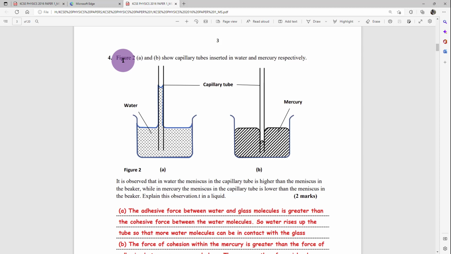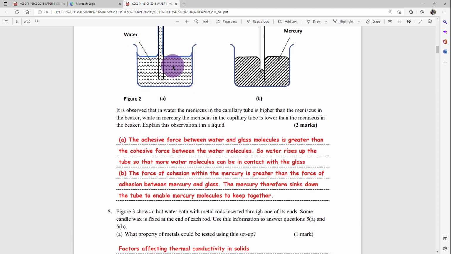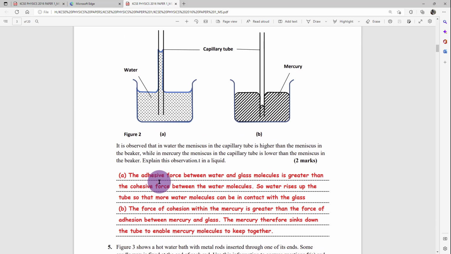And let's look at question 4. In question 4, we are told that figure 2a and b show capillary tubes inserted in water and mercury respectively. We expect the level to rise in the capillary, but in mercury, the mercury is going to be depressed down. Now, why does this happen? This is a very common question, and you should be able to answer it in terms of cohesive and adhesive forces.